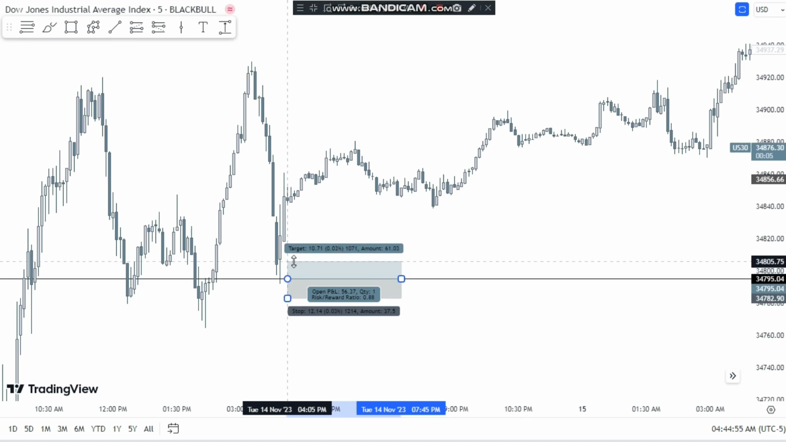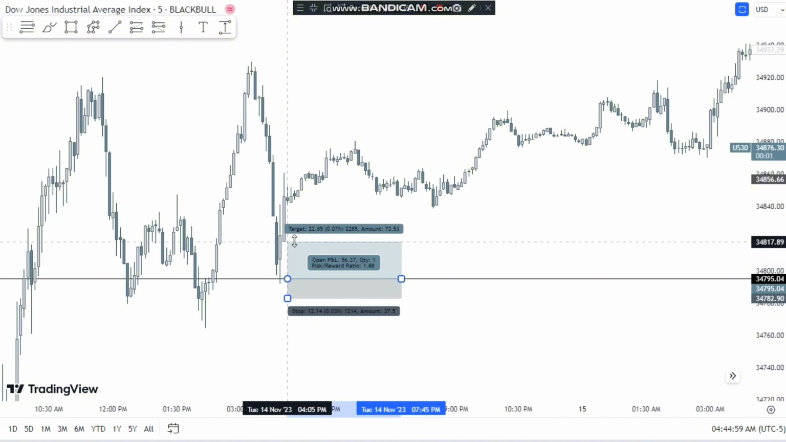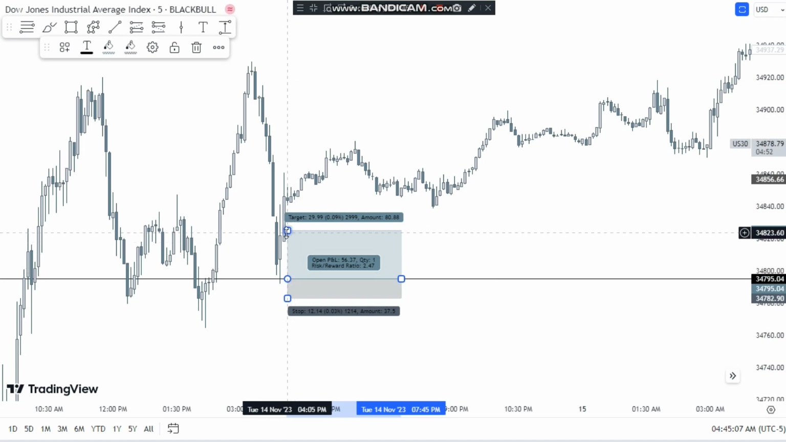This will be your 10 handles, but with my strategy you can target 30 handles. Okay, so if you have entered at 795, your target will be 34,825. These are your 30 handles. And what will be the stop loss?